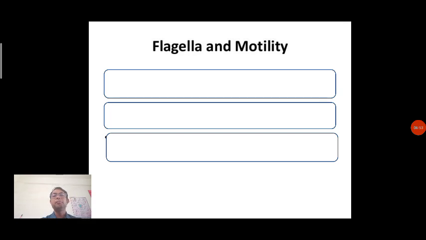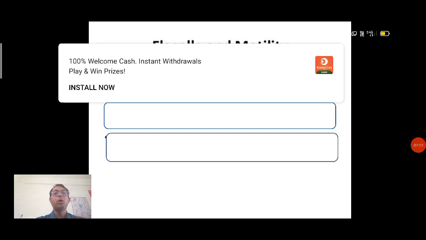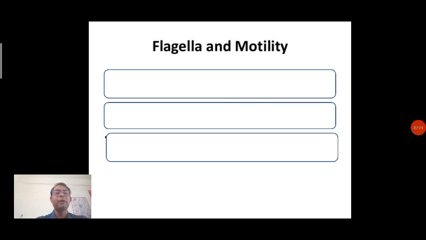Now the next thing is flagella and motility. As we know, bacteria are very small, microscopic structures, but though they are microscopic, some bacteria show motility. They move from one place to another, particularly in a liquid medium. In this work, they use flagella, or flagella-like structures, for motility.